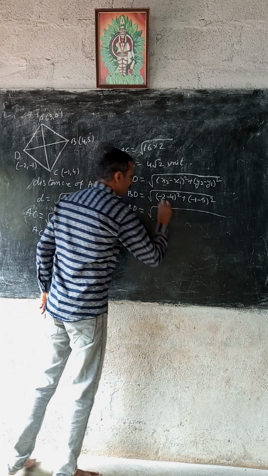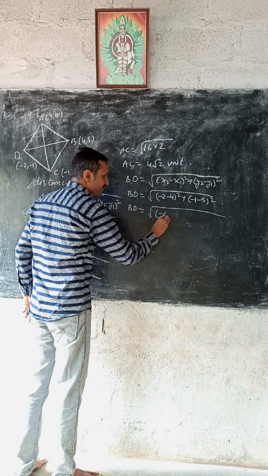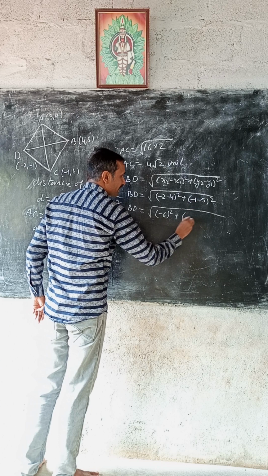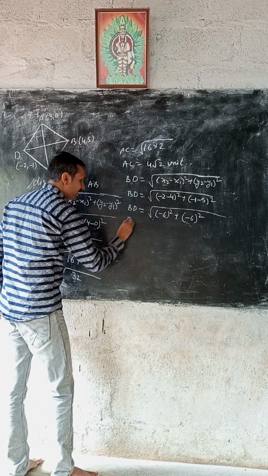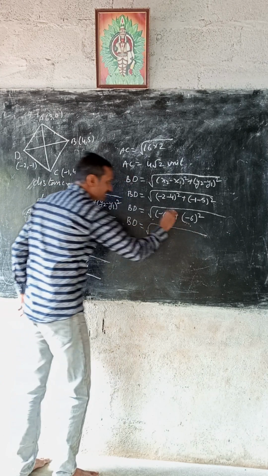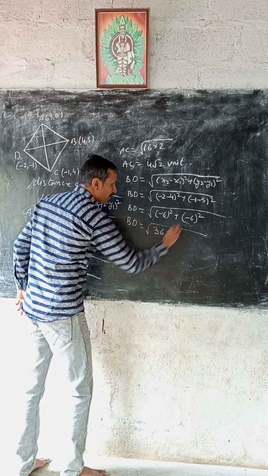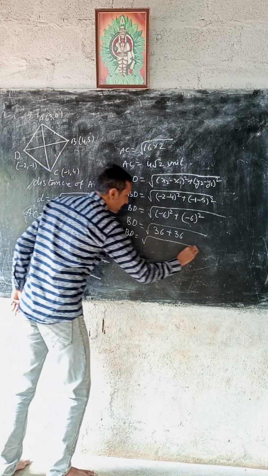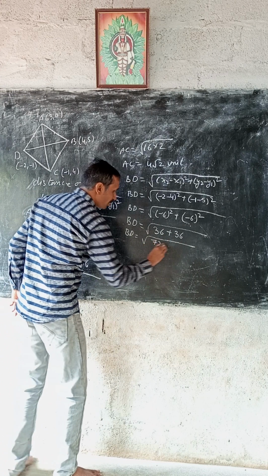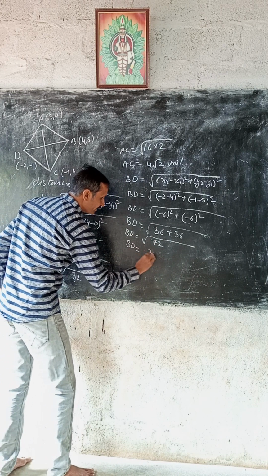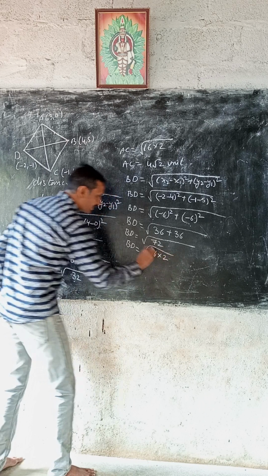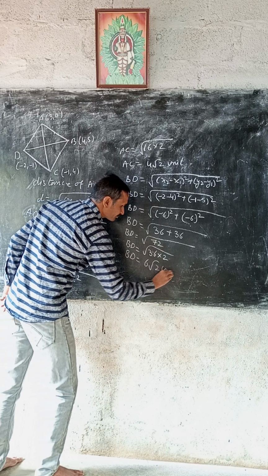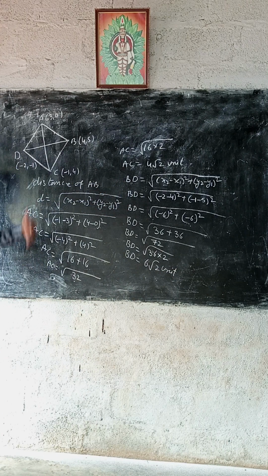Then BD is equal to root of (minus 2 minus 4, which is minus 6) whole square plus (minus 1 minus 5, which is minus 6) whole square. Minus 6 square is 36, and the other is also 36. So BD is equal to root 36 plus 36, which is root 72. We can write it as 36 into 2, so BD is equal to 6 root 2 units.